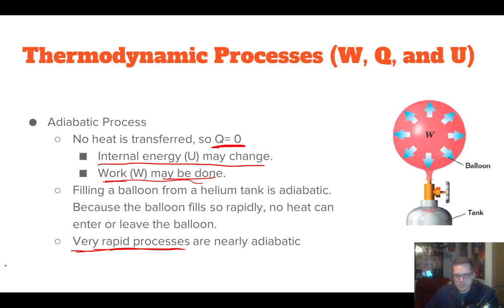So do lots of practice problems. It's really important to have a good handle on this as we move forward into the laws of thermodynamics. It'll go a long way to helping you out.